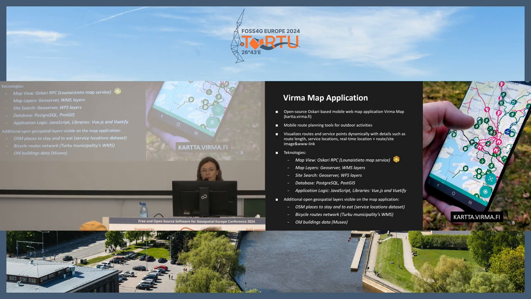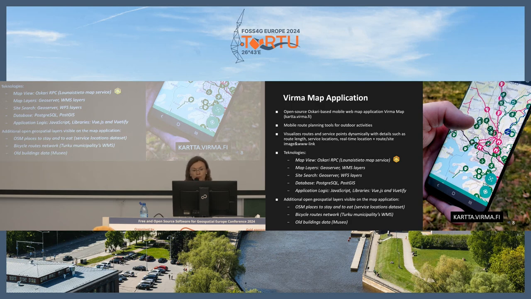And here are some words about the Virma map application. It uses outdoor recreational data, and it is an open source OSCAR-based mobile web map application. You can find it on the internet at karta.virma.fi. It is a mobile route planning tool for outdoor activities. So anybody can find and search for a suitable route, for example for weekends, or if anybody wants to go far from their own place to find some new activities with family. So it's quite a useful tool.